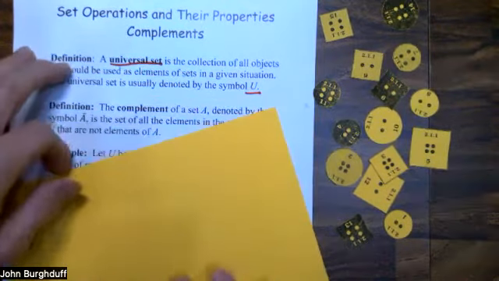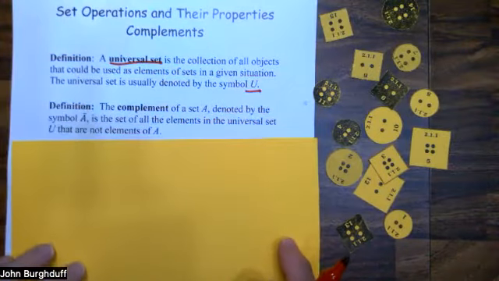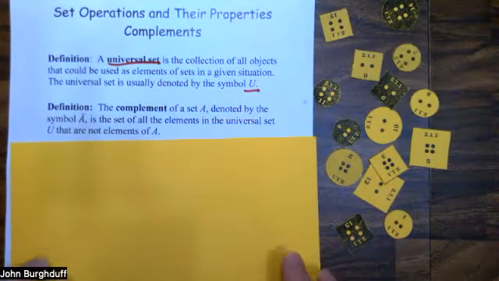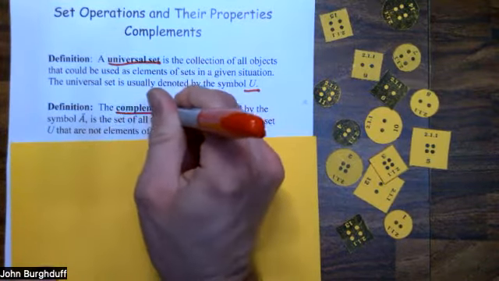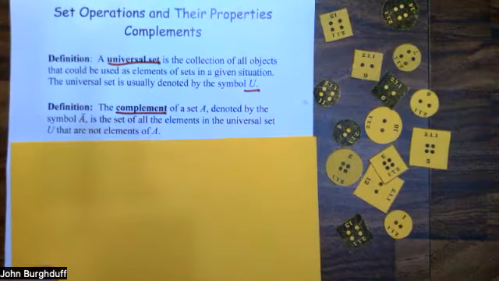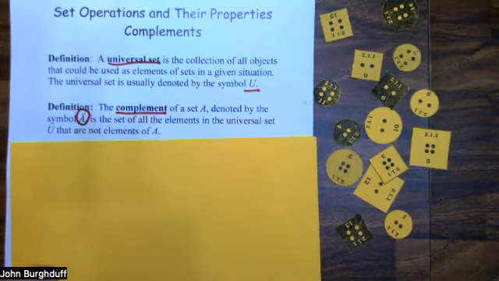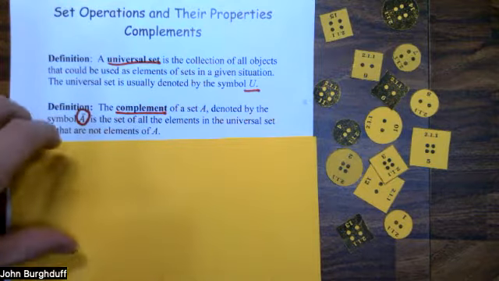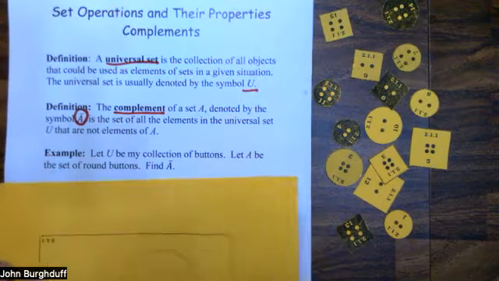Based on that, we're going to define our first definition, particularly about set operations. The complement of a set A, which is denoted by A with a bar over it, is the set of all elements in the universal set U that are not elements of A. Let me illustrate that with a Venn diagram.